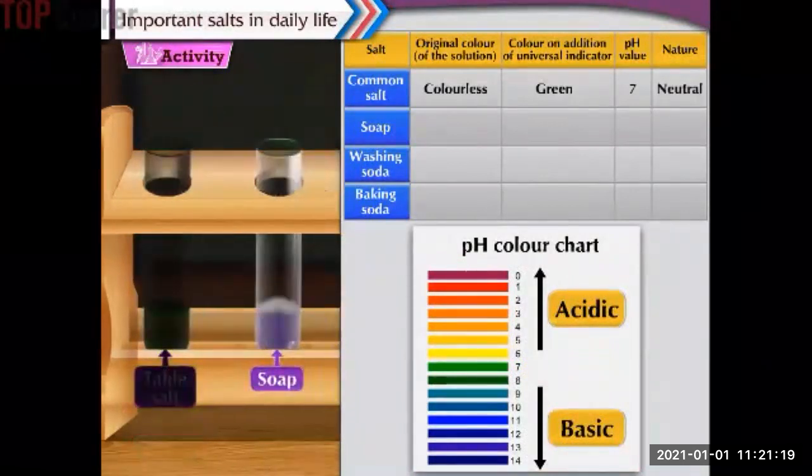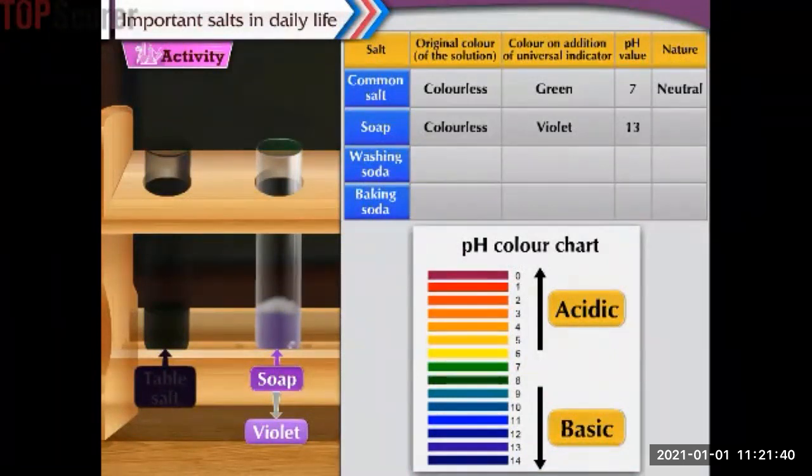Soap solution is also originally colorless. On addition of the universal indicator, its color changes to violet. On comparing this color with the pH color chart, we find that the pH of soap solution is 13. We know that the pH greater than 7 indicates basic solution.